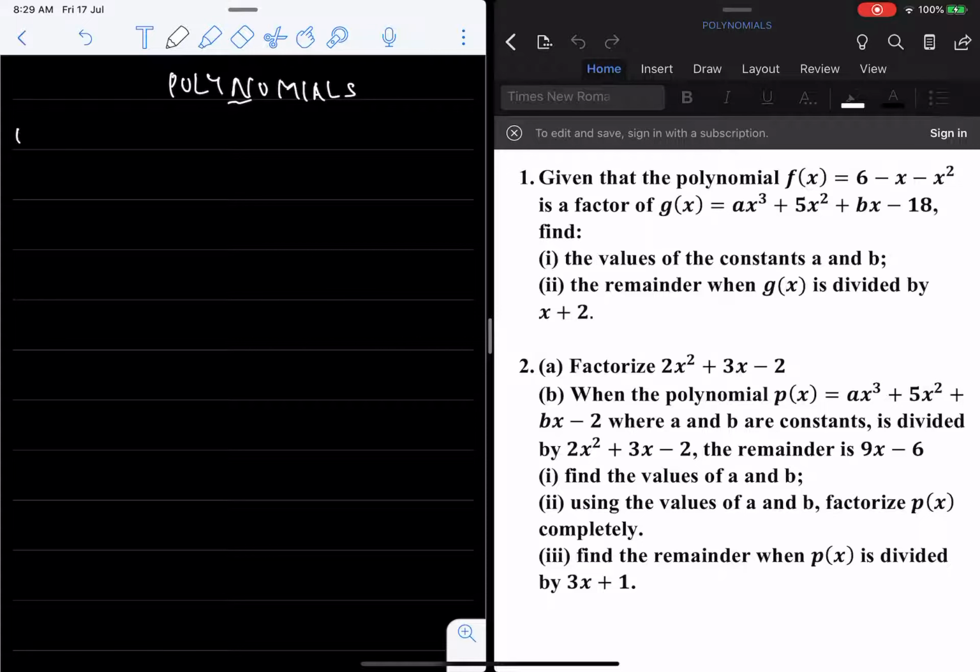Number one, Roman figure 1. Given that the polynomial f of x equals 6 minus x squared is a factor of g of x equals ax cubed plus 5x squared plus bx minus 18. Find the values of the constants a and b. Roman figure 2. Find the remainder when g of x is divided by x plus 2.